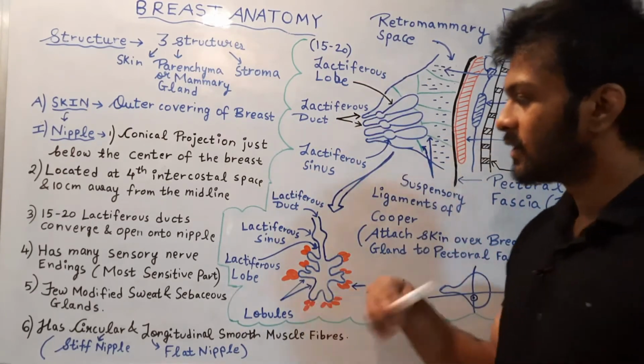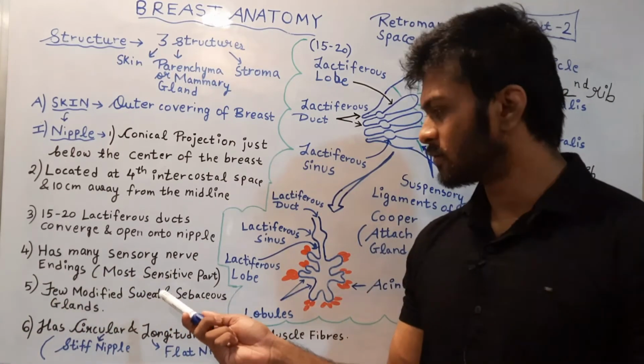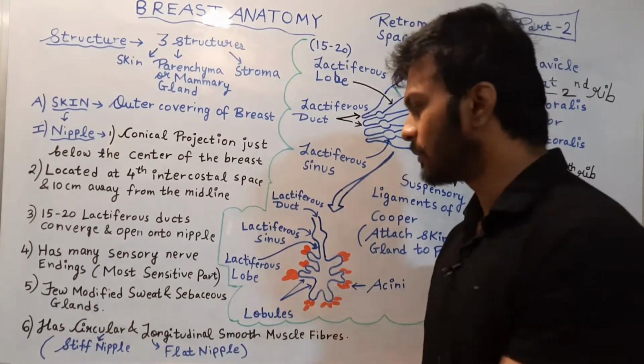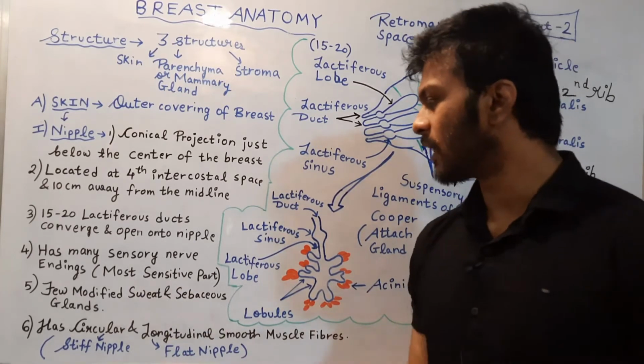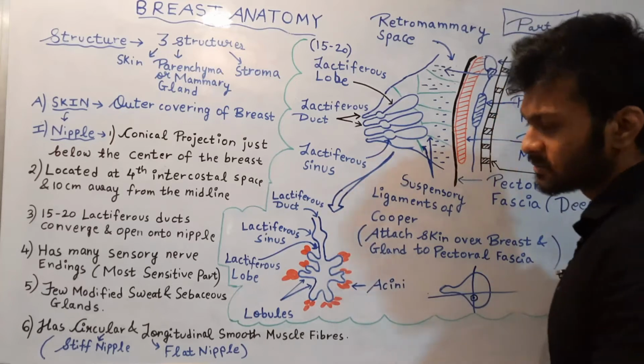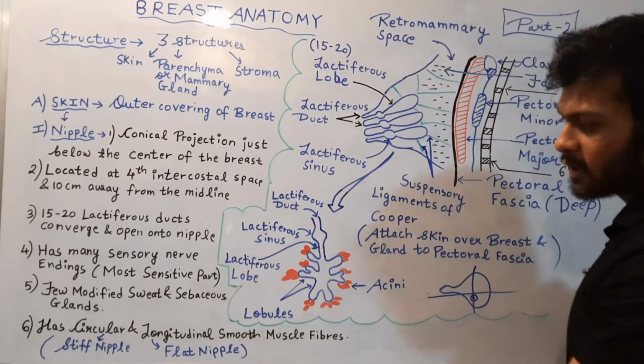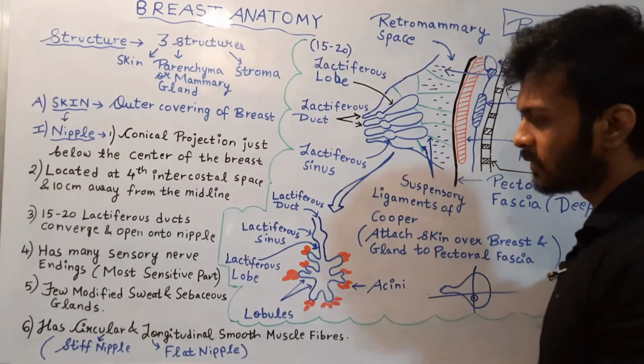Okay, the next point is, it is the most sensitive part. So you should remember this point. It is the most sensitive part and it has many sensory nerve endings. Okay, it has many sensory nerve endings, and it consists of few modified sweat and sebaceous glands also.